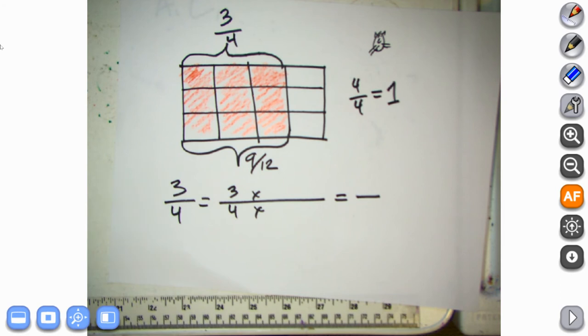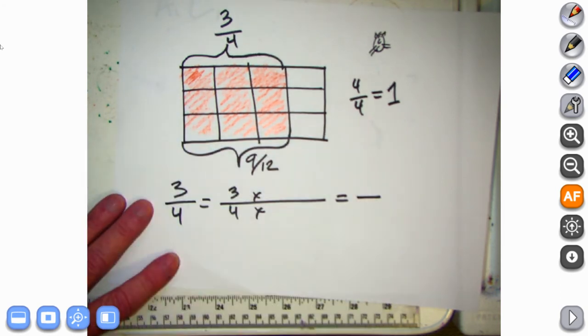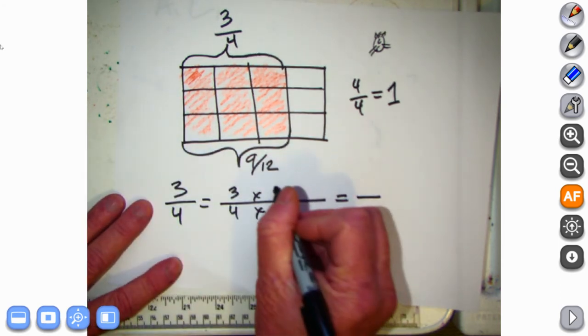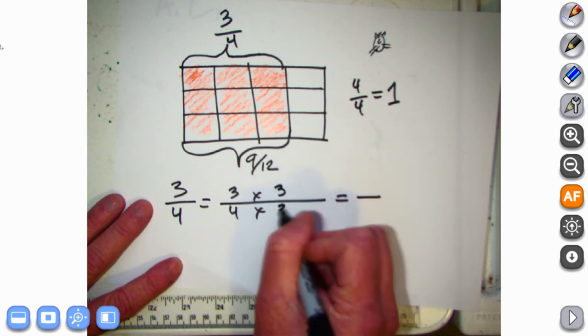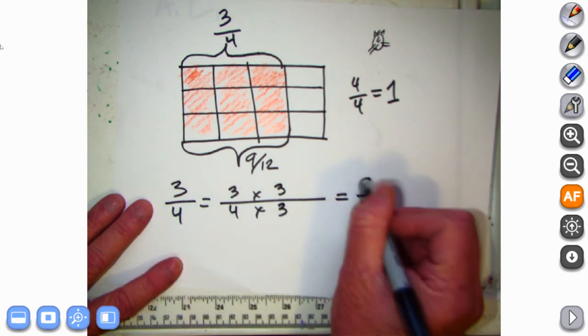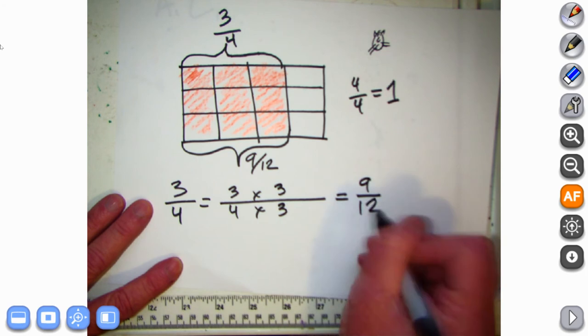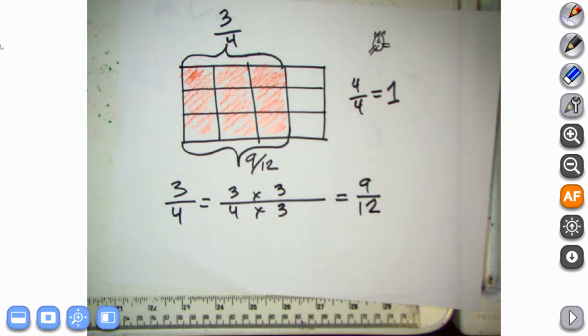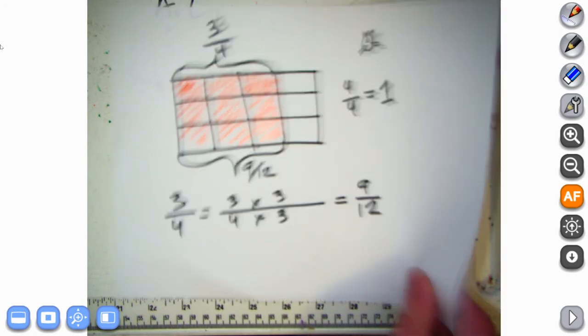What are we going to multiply? Well, I broke it into 3 rows, so I'm thinking 3 would be a pretty good answer. So we're going to put a 3 here, and a 3 there. 3 times 3 is 9, and 4 times 3 is 12. And there you have it, equivalent fraction. Let's keep on doing, and let's do another one.